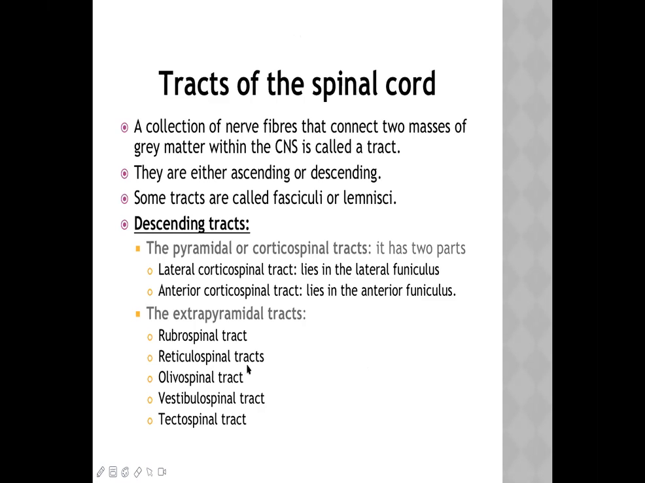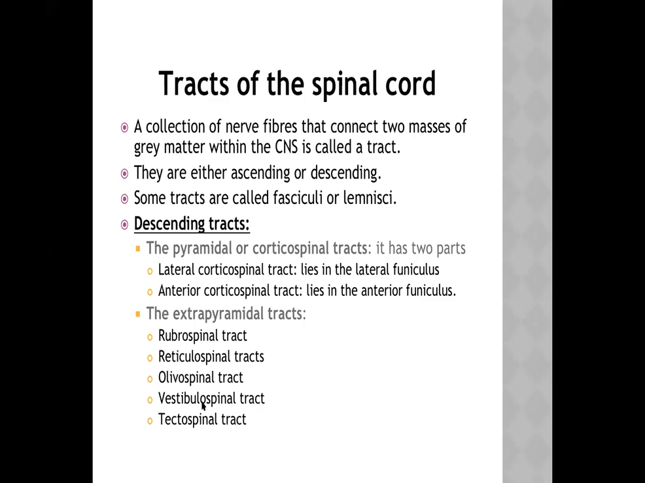Reticular formation. It is present in the central part of the brainstem. Okay, we call them reticular formation. Olivospinal, inferior olivary nucleus. Again present in the brainstem, mainly in the upper part of the medulla. Vestibulospinal tract, vestibular nucleus.